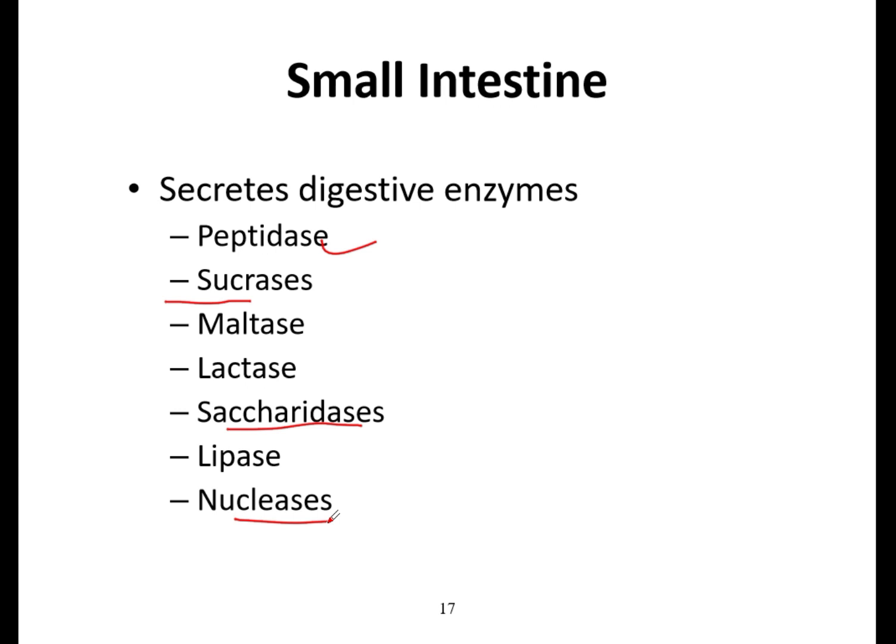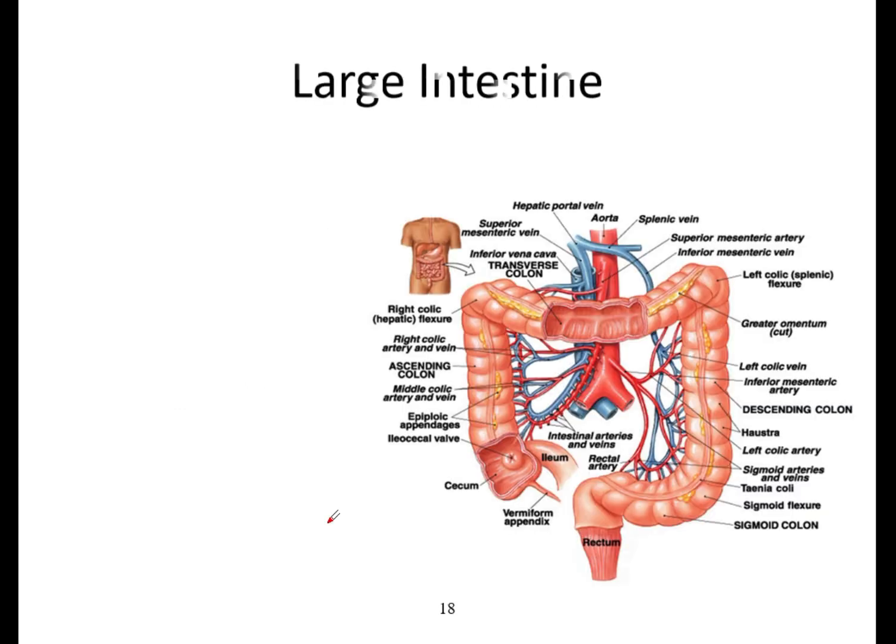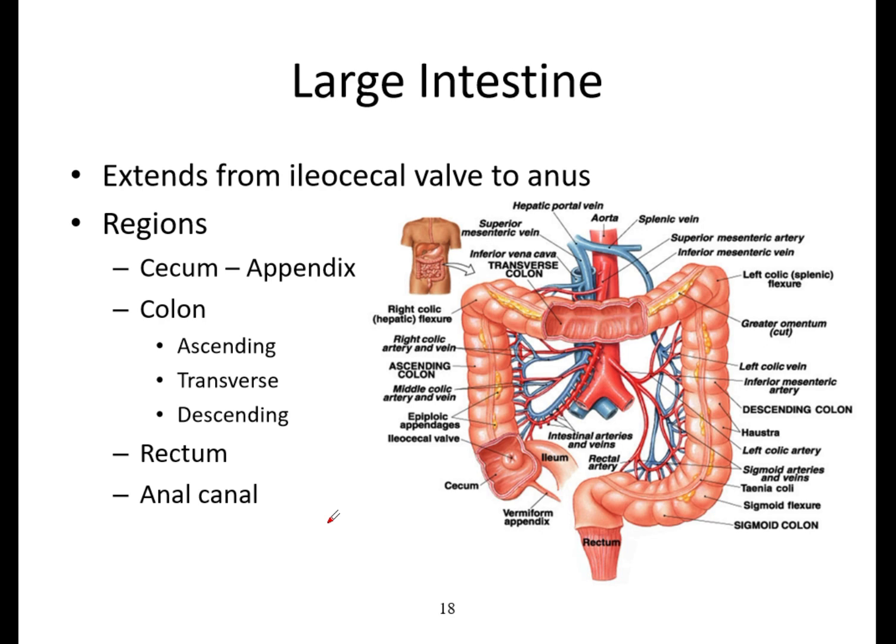Next we can talk about the large intestine. In the large intestine, it extends from the ileocecal valve to the anus. The first region, as you can see, is the cecum part.